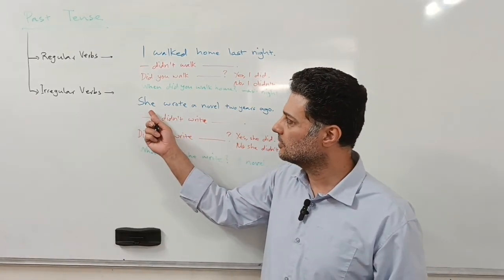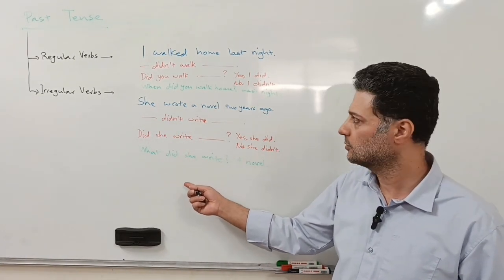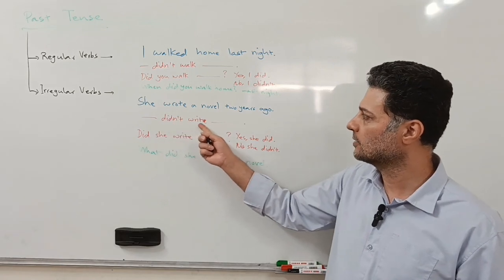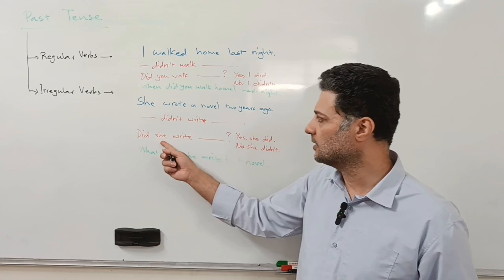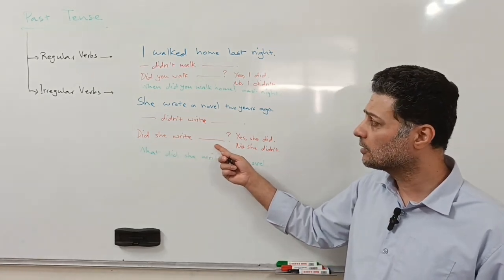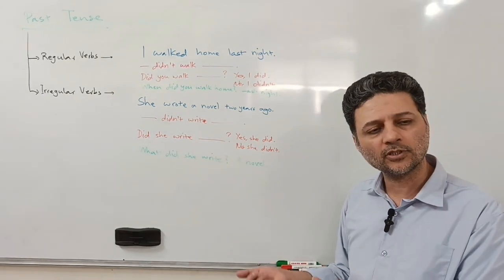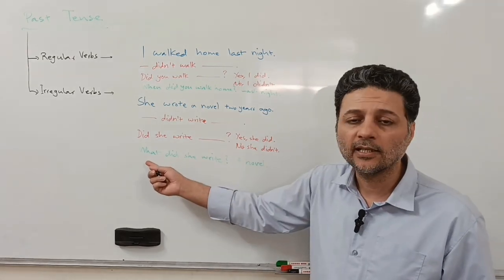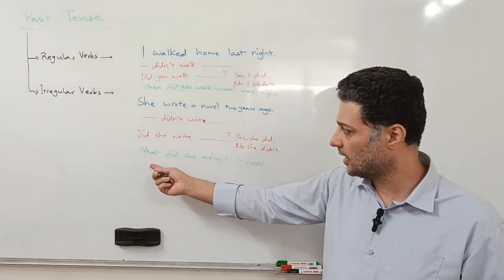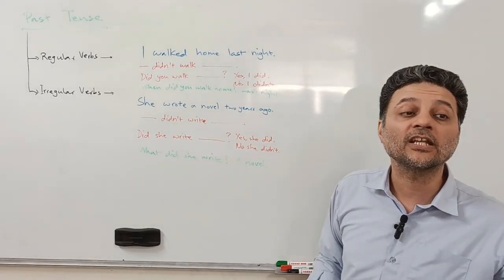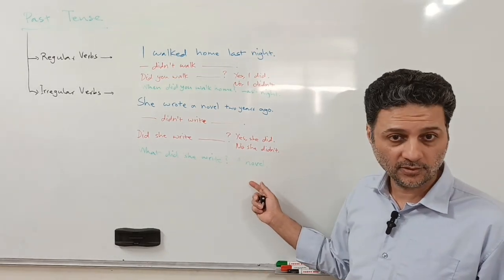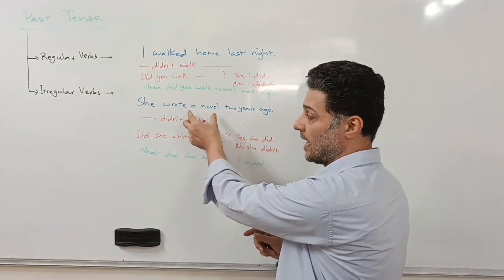The same thing is true with the second example I gave you. She didn't write a novel 2 years ago. That's the negative structure. And a yes or no question: did she write a novel 2 years ago? Yes, she did. No, she didn't. Short answer. Or you can ask an information question like, what did she write 2 years ago? She wrote a novel. A novel is the answer, because you focus on the novel and you ask a question about that.